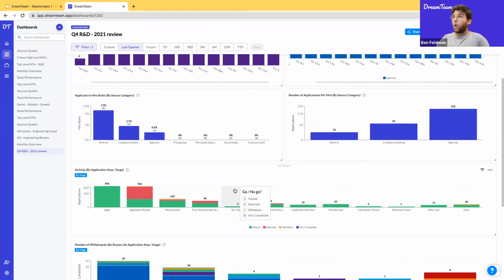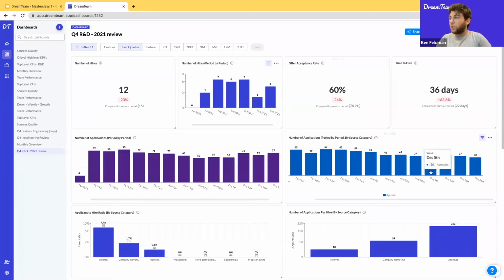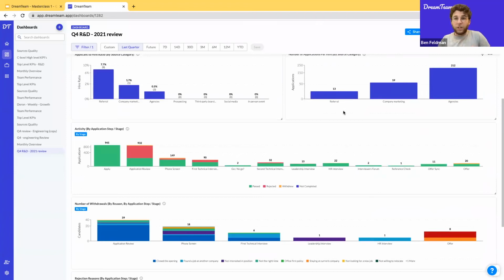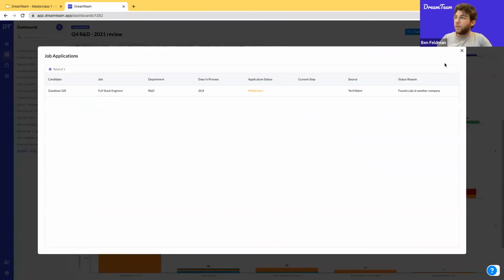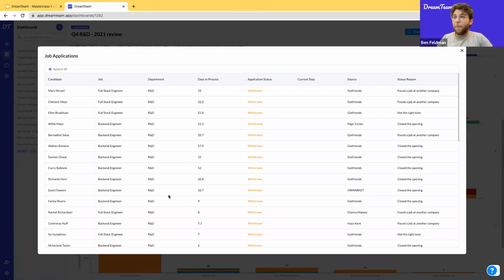Now, you can always use DreamTeam in your presentation itself. You don't need to take screenshots. You can share it or you can open it up. And if the conversation needs to become more granular, you can always dive into something specific and find the specific person or more information about each one.